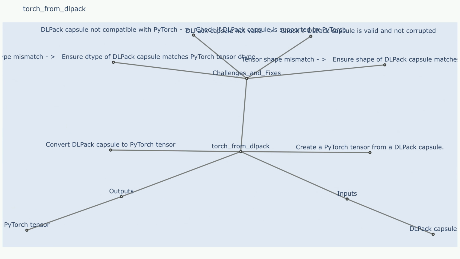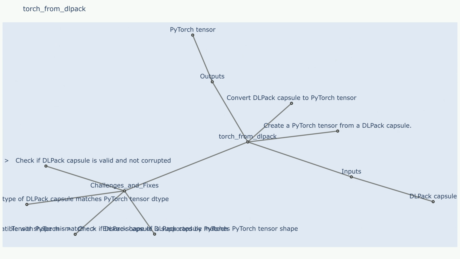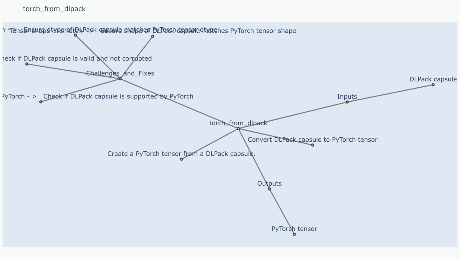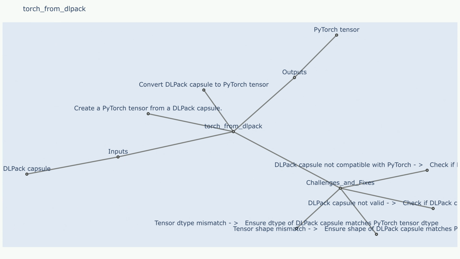Challenge 1: incorrect data type or shape. The DLPack object might have a different data type or shape than expected. Sample use case that resulted in challenge 1: a DLPack object with integer data is passed to torch.from_dlpack, but the expected data type in PyTorch is floating point. Fixes to challenge 1: ensure that the data type and shape of the DLPack object match the expected data type and shape in PyTorch. If necessary, manually convert the data type or reshape the data before creating the DLPack object.